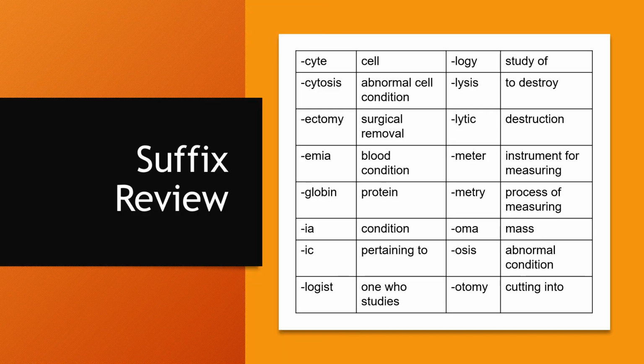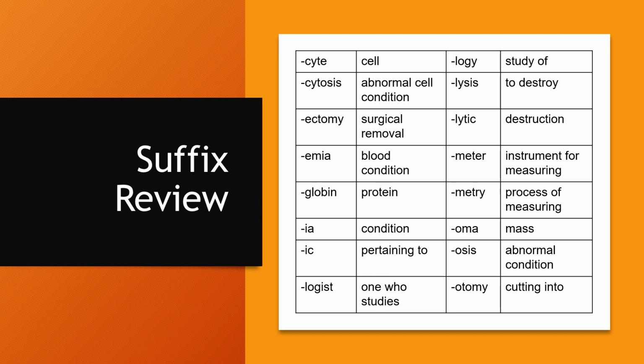I introduced these suffixes in chapter 2, but let's review them because they're used to build hematology terms. Cyte, cell. Cytosis, abnormal cell condition. Ectomy, surgical removal. Emia, blood condition. Globin, protein. Ea, condition. Ik, pertaining to. Logist, one who studies. Logi, study. Lysis, to destroy. Lytic, destruction. Meter, instrument for measuring. Metry, process of measuring.